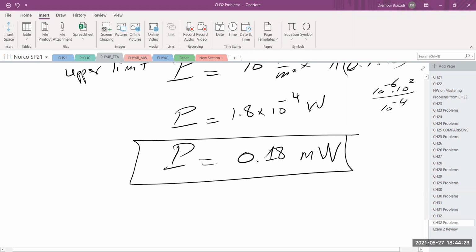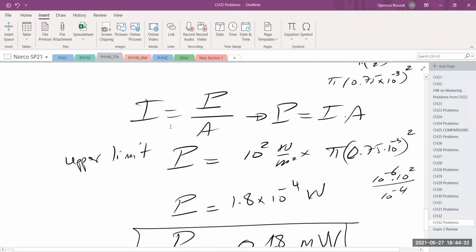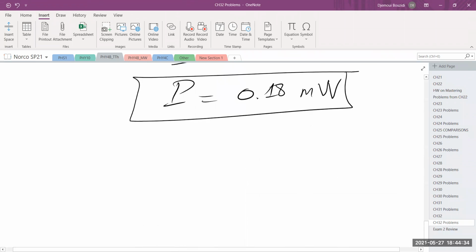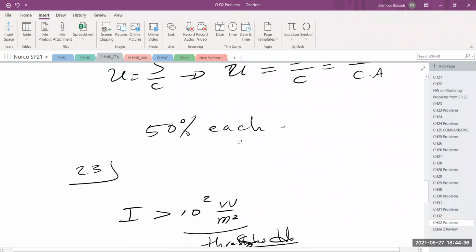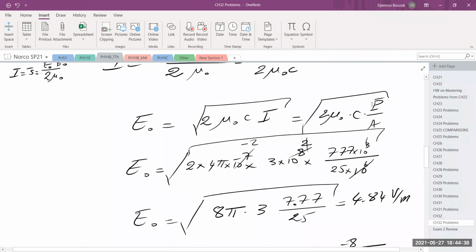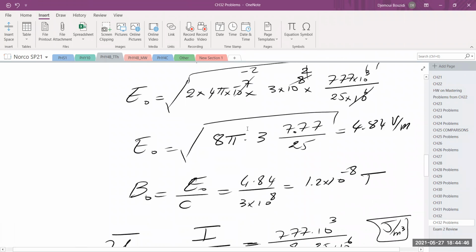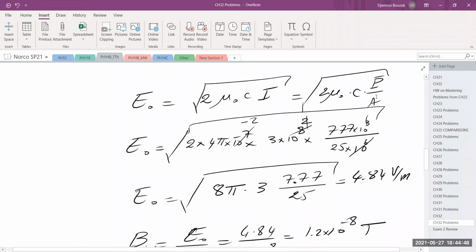What are the maximum values of the electric field and magnetic field for the beam in part A? So we need to find the E and B again. Since we have I, we can find the electric field. Remember the expression we just found, how I and E are related. This should give me E naught, since we have I, the intensity already, 10 to the power 2. So we don't need to do this because we already found the power.